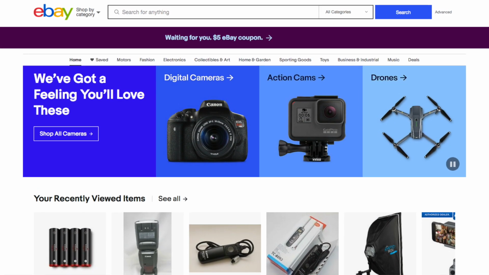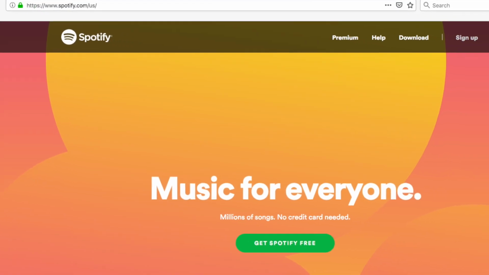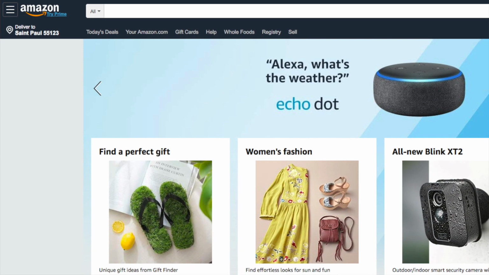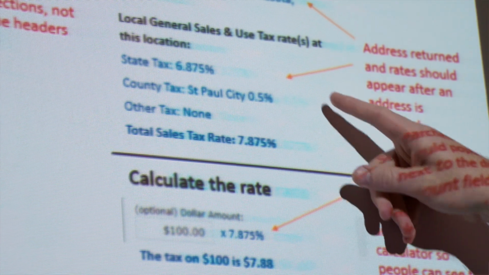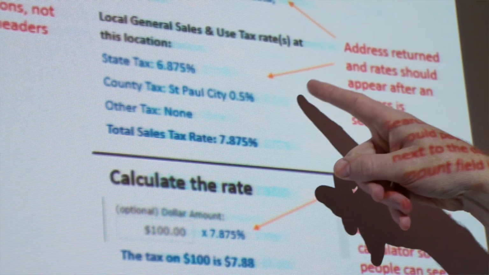For people that sell into the state of Minnesota through mail order or online, it's very difficult for them to tell exactly what the sales tax rate is. Nor, once they get that sales tax rate, will they be able to tell all the other rates that are included in that. So a city rate, a county rate, along with the state rate.